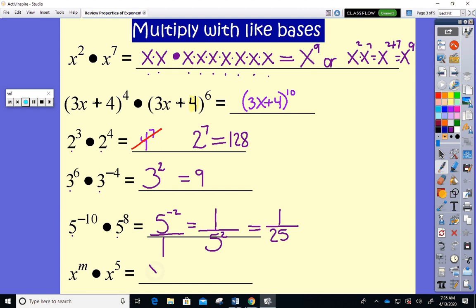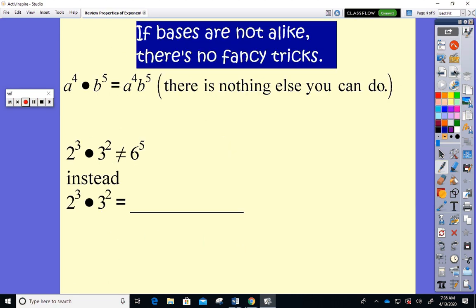The bases are alike, they're x. You're multiplying, so all you do is add exponents. And n plus 5 is as good as I can do. They're not like terms, so I can't add beyond that. But I did take it from 2 exponentials to 1 exponential, so I made the problem shorter.